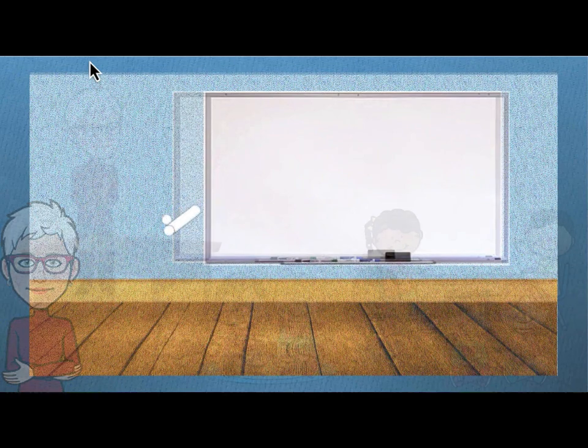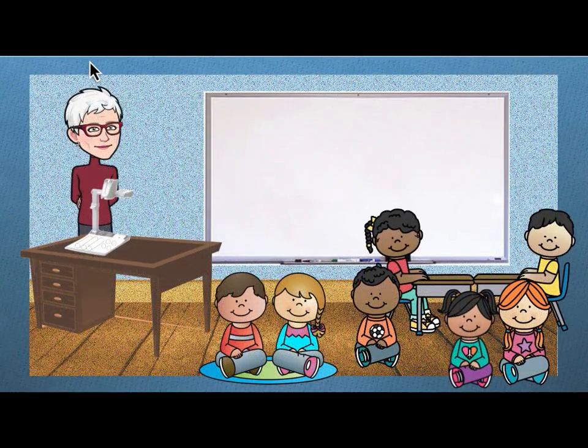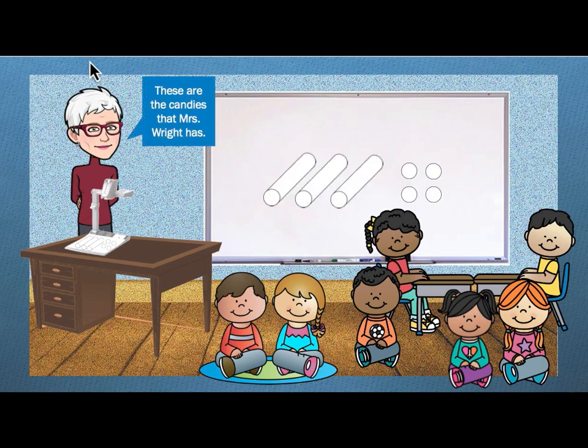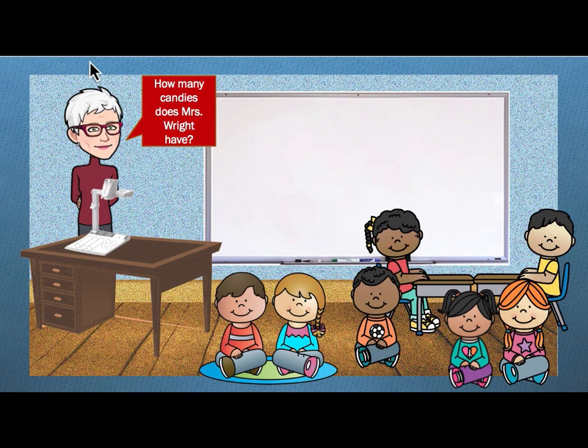After establishing what a roll and what a piece of candy will look like, we might use this as our first task. These are the candies Mrs. Wright has. Flash this image 3 or 4 times as described earlier and ask the students, how many candies does Mrs. Wright have? Leave the image off as children give their answers and turn the image on again as the discussion proceeds so children can make sense of what others say.